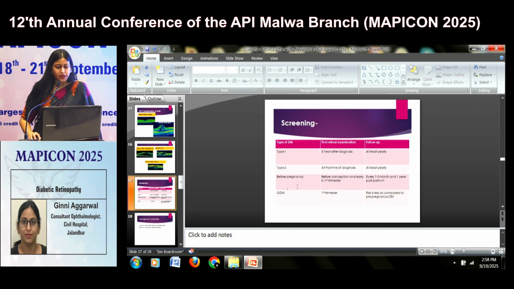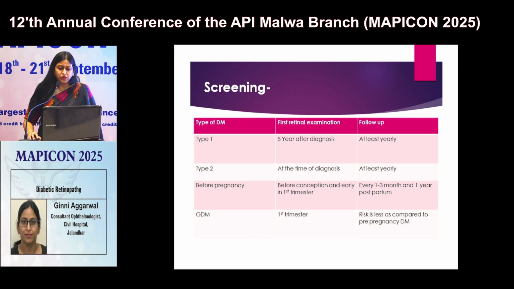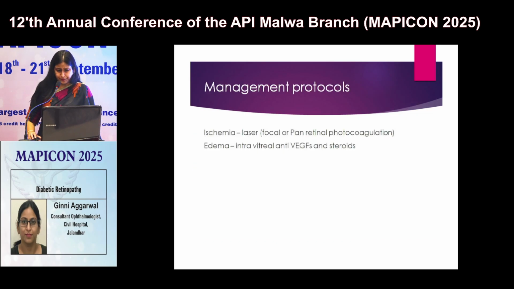patient is in. Now if a diabetic female wants to conceive, that time we need to see the patient before conception and in the first trimester, and then every 3 months and first year postpartum. In gestational diabetes mellitus, we are not that much worried because in this, the chances of retinopathy are quite less.